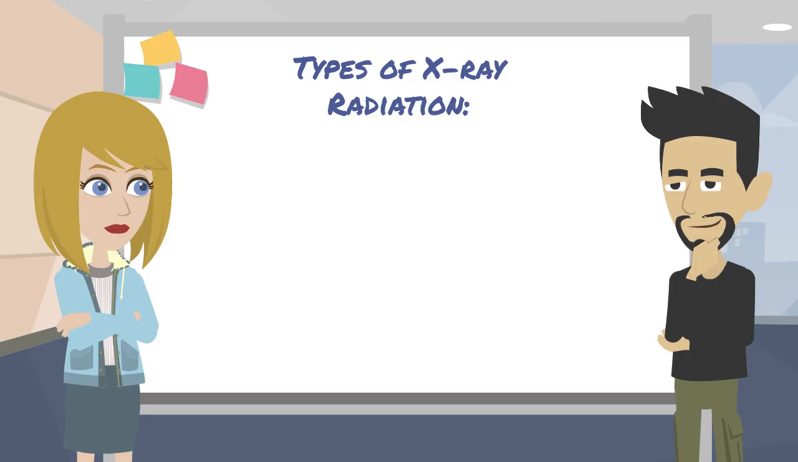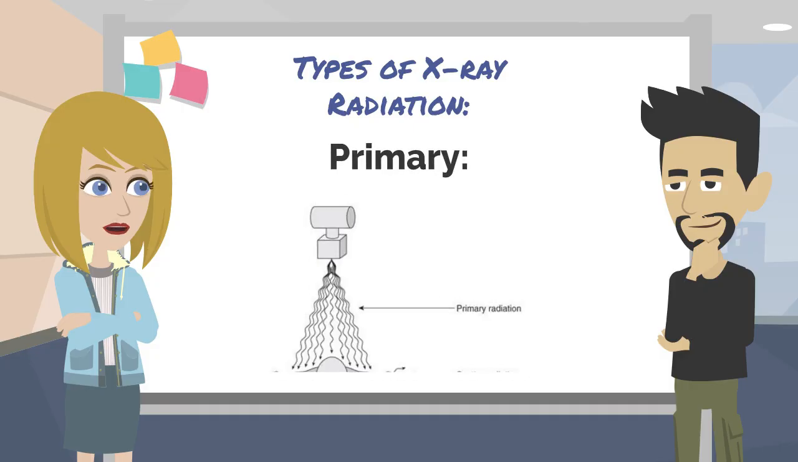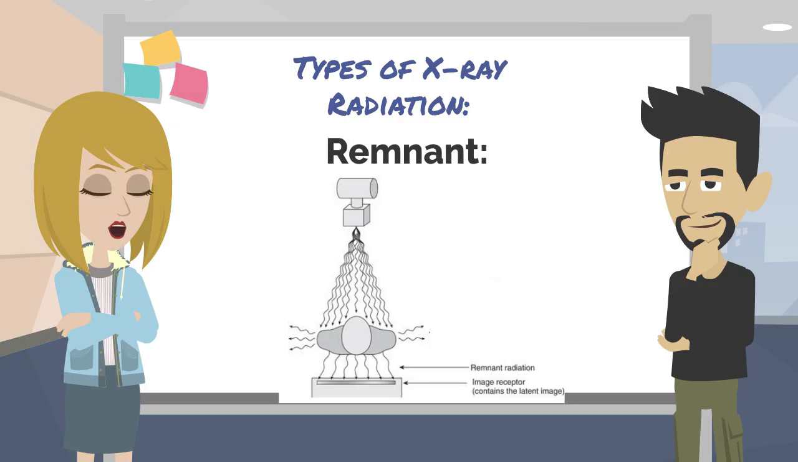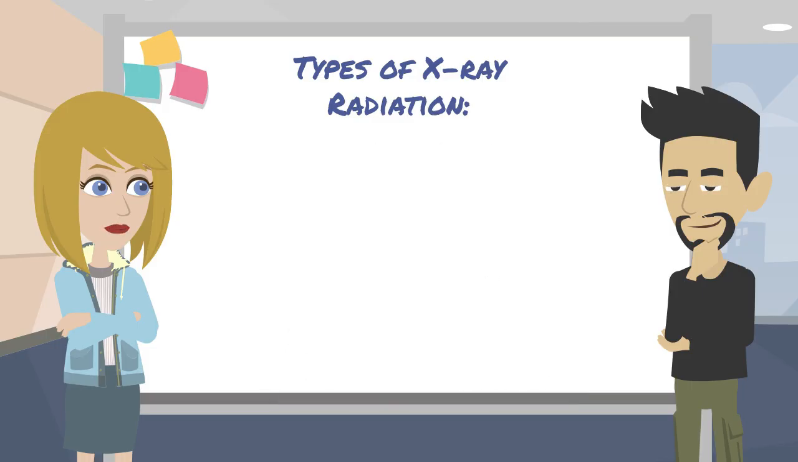Remember, there are three types of radiation. Primary, the X-ray beam that leaves the tube and is unattenuated. Scatter, which is radiation that occurs after contact with any mass. Scatter radiation travels in all directions within and outside the body and is difficult to control. Also remnant radiation, or exit radiation, that remains from the primary beam after it has passed through matter or the body. The pattern of the remnant radiation creates the X-ray image.